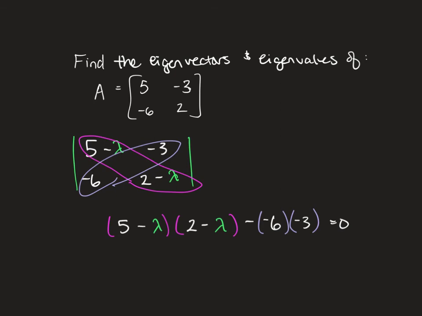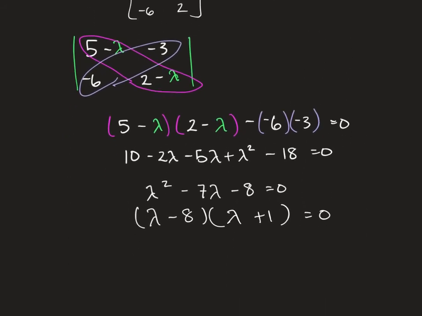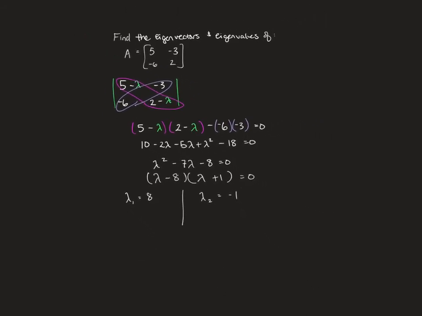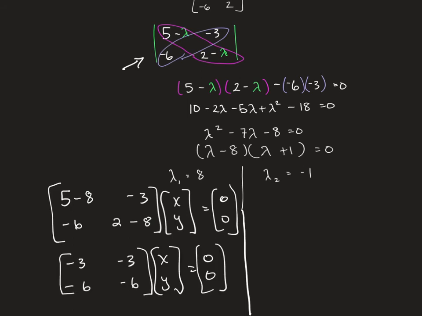Then we distribute and gather our terms, and we get a quadratic: lambda squared minus 7 lambda minus 8 equals 0, which we can factor like that. That gives us our solutions. Our first eigenvalue, lambda 1, is positive 8, and lambda 2 is -1. Then I need to use my characteristic equation again to get the eigenvector. Here's how I'm going to set it up. I'm subtracting lambda off here, so that gives me -3 and -6.